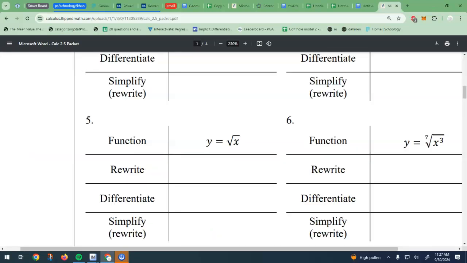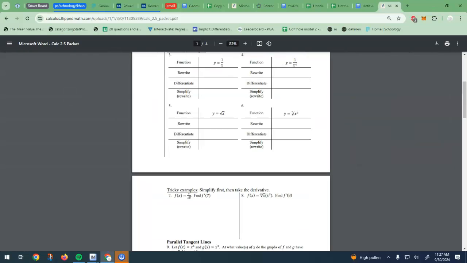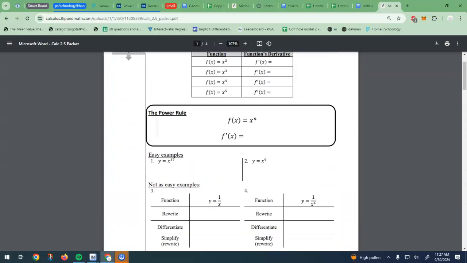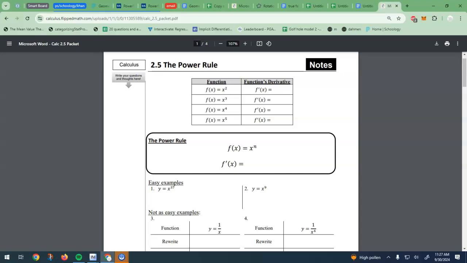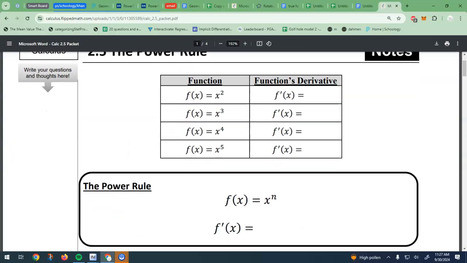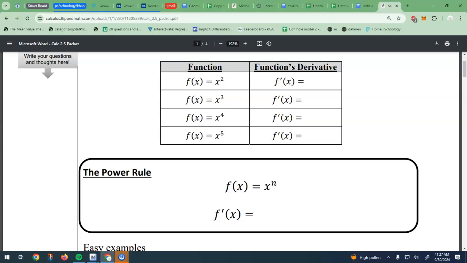Okay, can we go 2.5? 2.5. You passed 2.5? I didn't do the last two problems, but I'm just hoping.